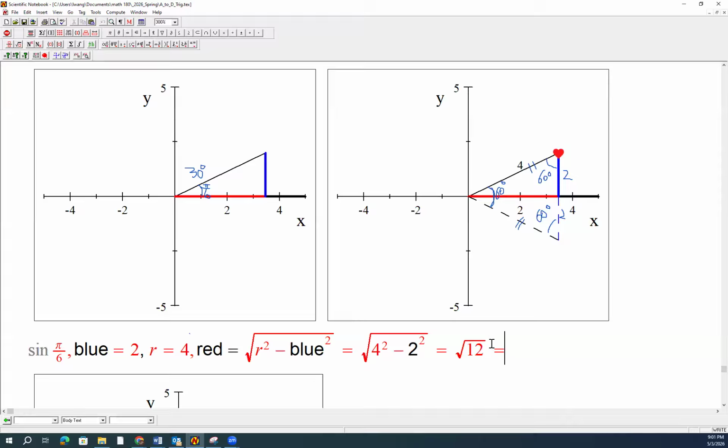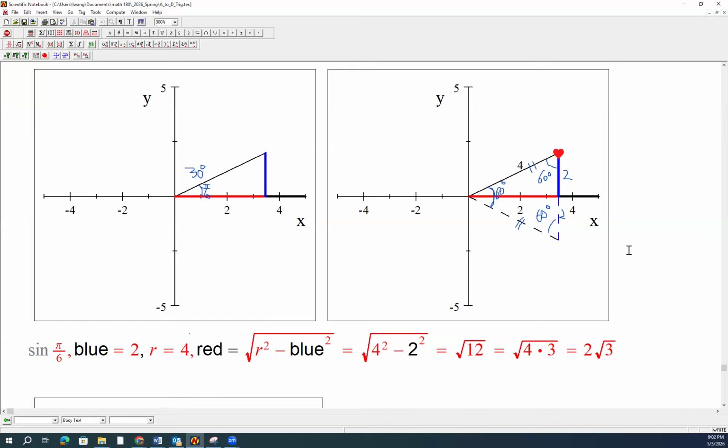12 is equal to 4 times 3, right? Root 4 is 2, so we get 2 times root 3. So we got red, right? From blue equals 2, R equals 4, we can find red is equal to 2 times root 3.